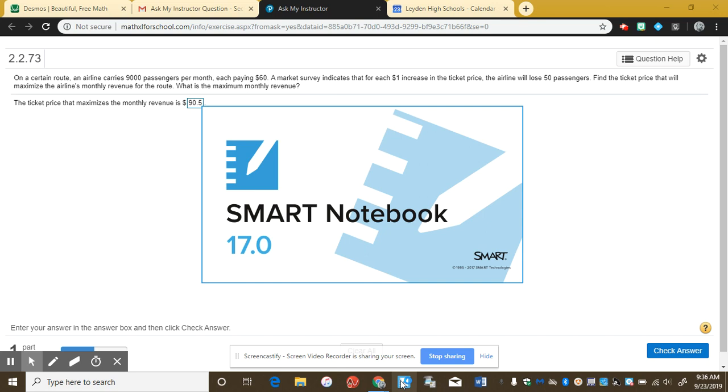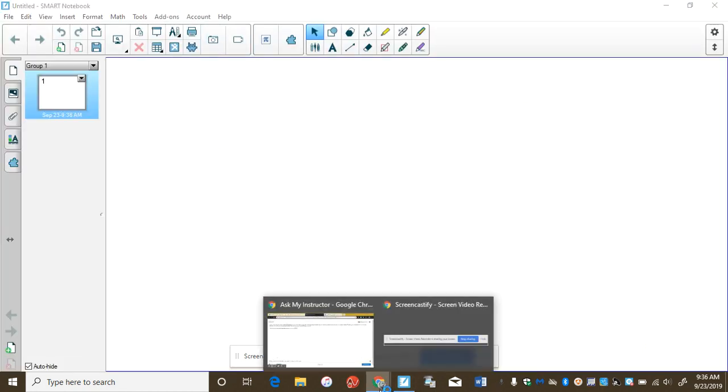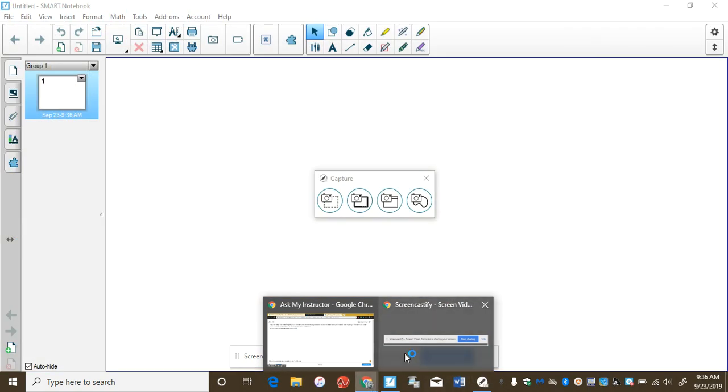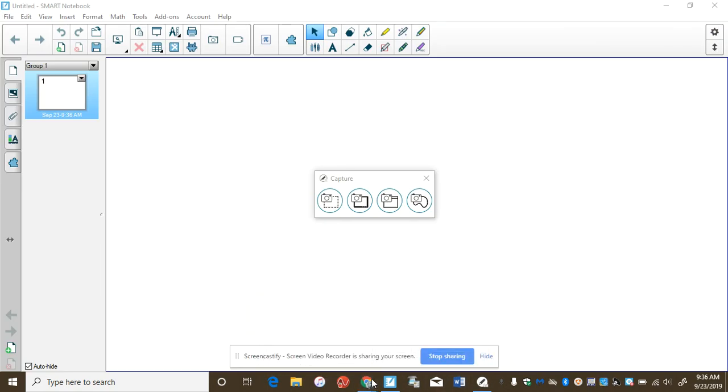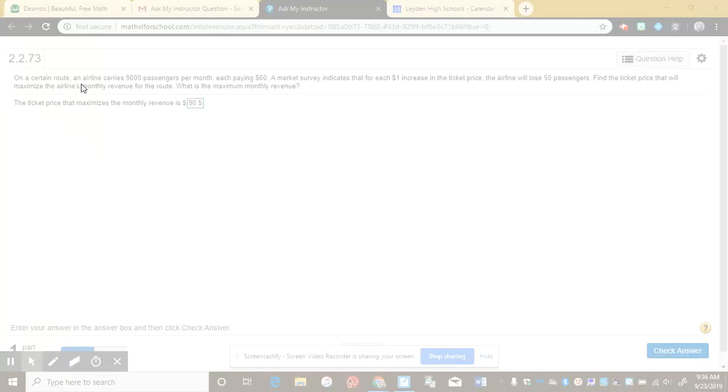Okay, we're going to look at this problem that deals with maximizing revenue of an airline. You're going to see different variations of the numbers here, but for the most part, this is what it looks like.